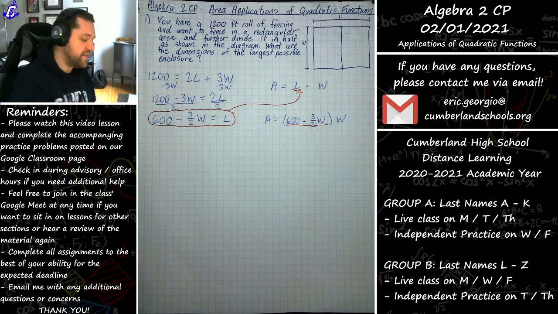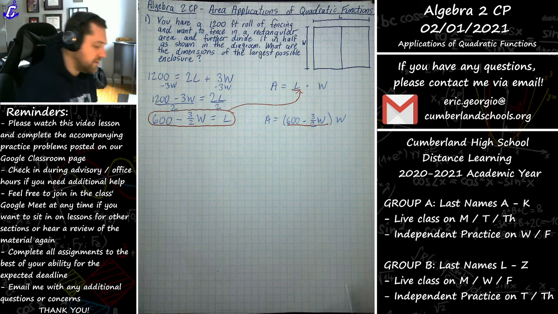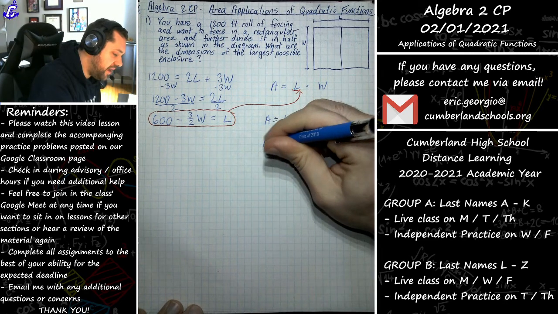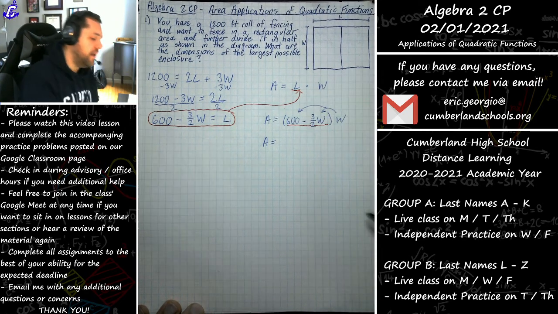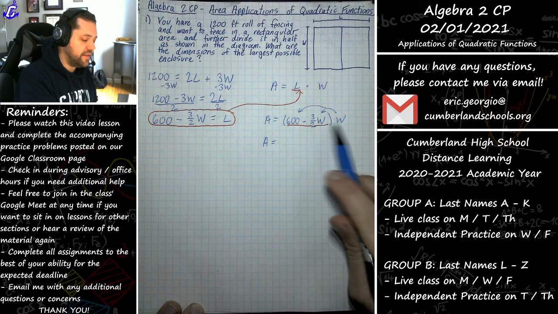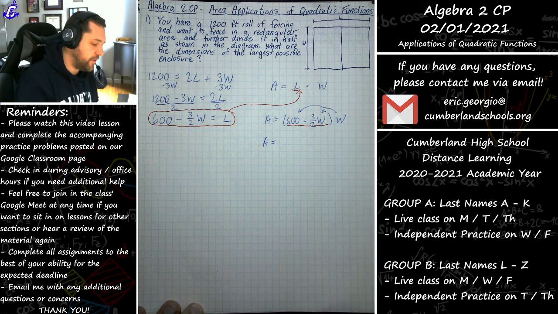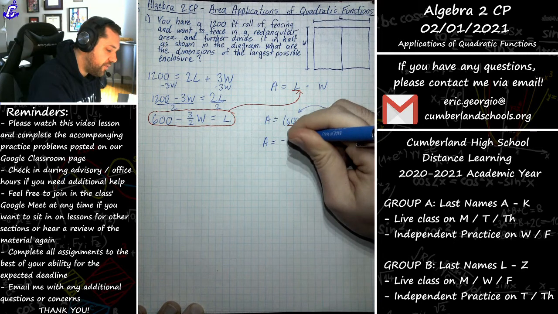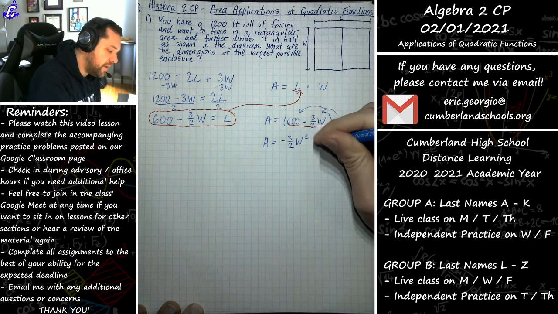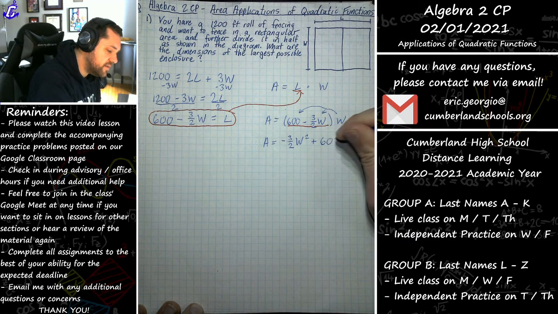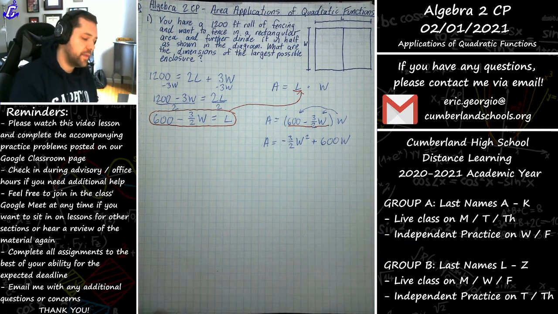The benefit of that is now if I distribute the W and move some terms around, take a look at what we're left with. I can say that the area equals, if I distribute the W to both, and I switch the terms around so that W squared is going to be first, I'll get negative 3 halves times W squared plus 600W. And if you notice, that is now a quadratic equation in standard form.